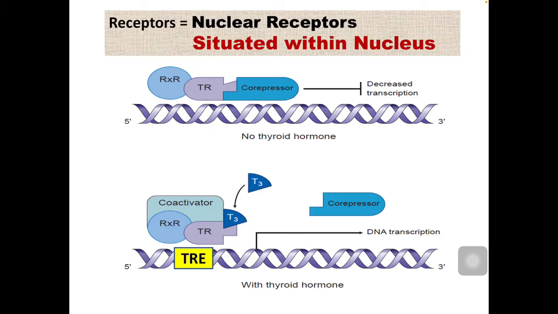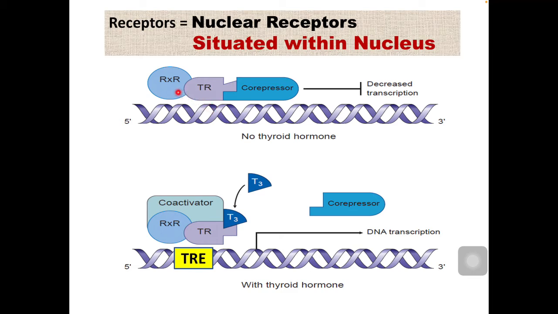Now, how do these hormones act? So basically, thyroid hormones act by binding to the nuclear receptors. Thyroid hormone receptors are nuclear receptors which regulate gene expression. Okay, so they are located in the nucleus. You can see that this is the thyroid hormone receptor.